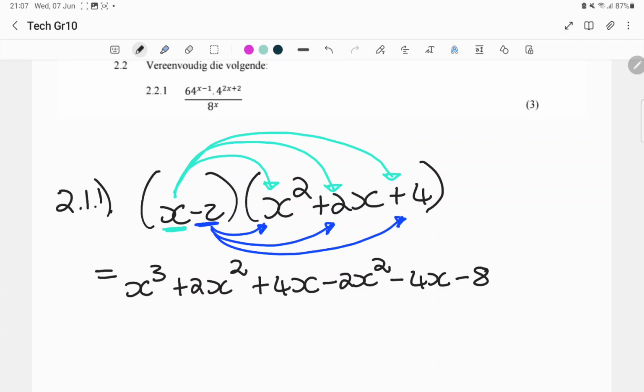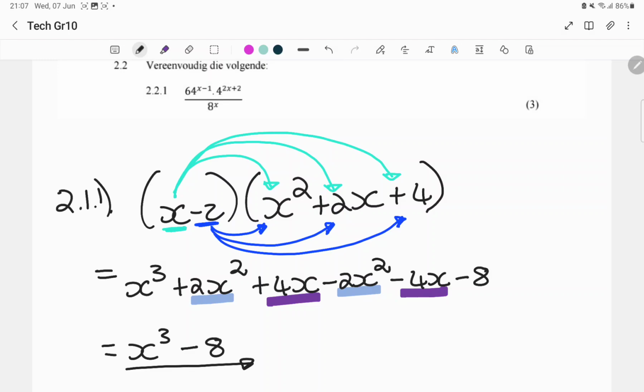Alright, now that everything is multiplied out, we have to get our like terms together. So here I have an x squared, here I have an x squared, here I have a normal x, and here I have another normal x. So my final answer will be x to the power of 3, 2 minus 2 is 0, so my x squared falls away, 4 minus 4 is 0, that falls away, and then I'm left with only a minus 8. And then this is your final answer.